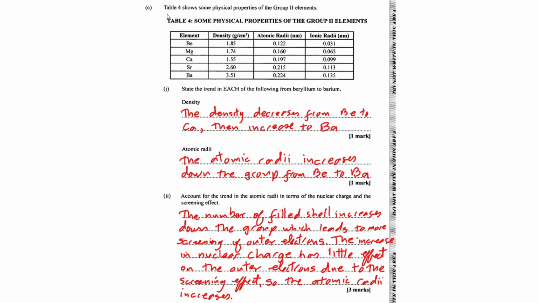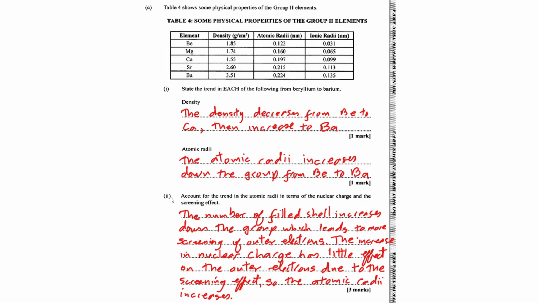3 Part C. Table 4 shows some physical properties of group 2 elements. And here we have the various properties: density, atomic radii, ionic radii. C Part 1. State the trend in each of the following from beryllium to barium. Density. Just checking out the density, you'll see that the density decreases from beryllium to calcium, then increases to barium. Atomic radii. The atomic radii increases down the group from beryllium to barium.